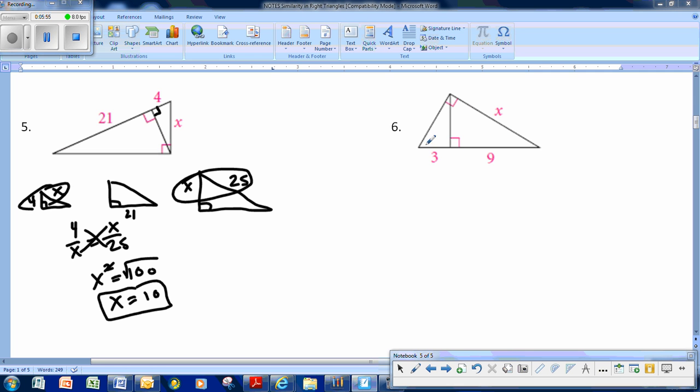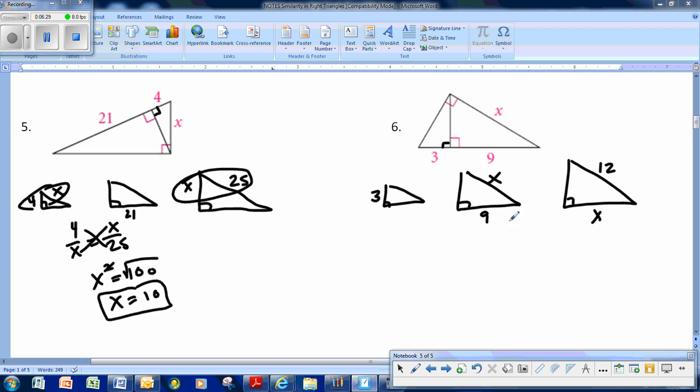Okay, last one. Same concept, same routine. Small, medium, and large. So my small triangle, medium size, and the large. Small triangle, here's my right angle. Short leg is 3, nothing else is labeled. The medium triangle, 9 would be the long leg, X would be the hypotenuse. And the large triangle, X would be the long leg, and 3 plus 9 is 12. 12 would be the hypotenuse.